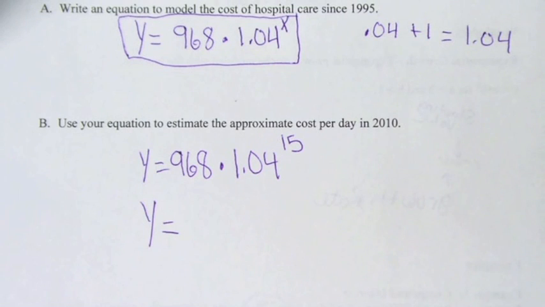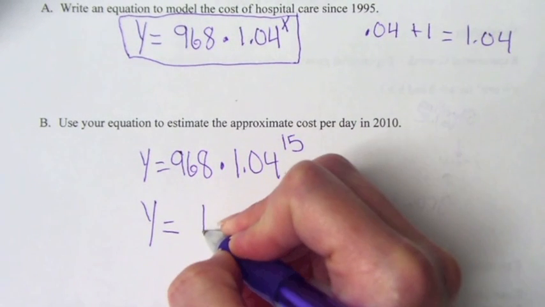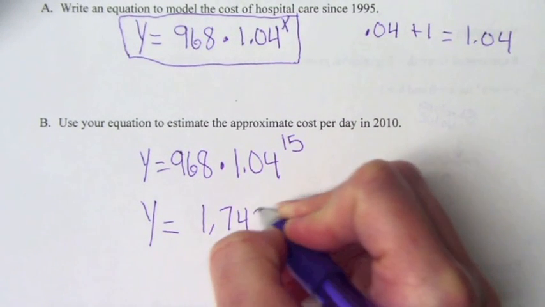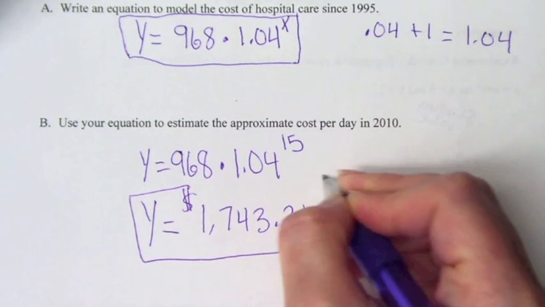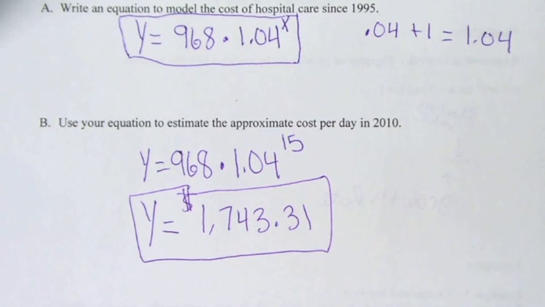Yes, Tyler. 1,743.31. So that means in 2010, approximately the cost of staying in a hospital is $1,743.31. Are you sure? For a day, yeah. Oh, dang.